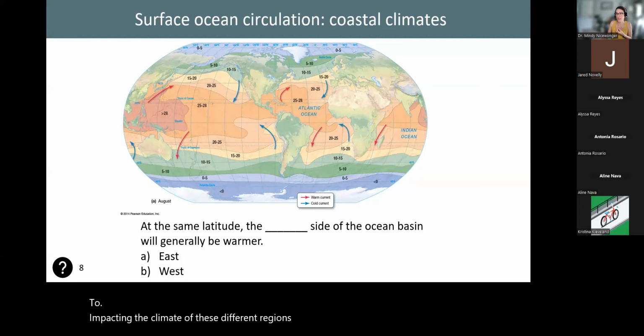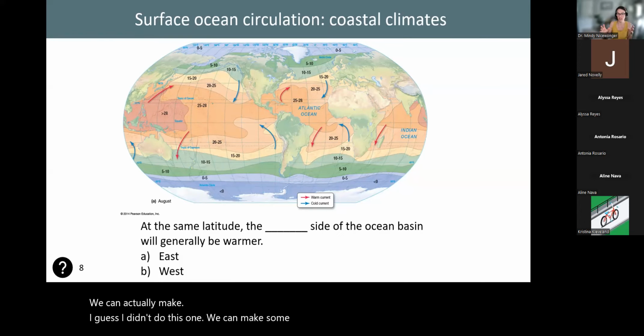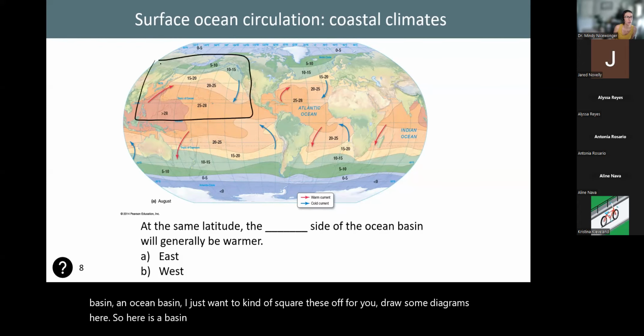So when we look at this, we can make some generalizations, okay? And when we look at an ocean basin, I just want to kind of square these off for you, draw some diagrams here. So here is a basin, right? The whole ocean, and there's a continent on each side of the basin.